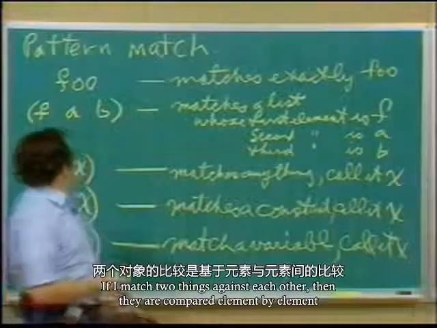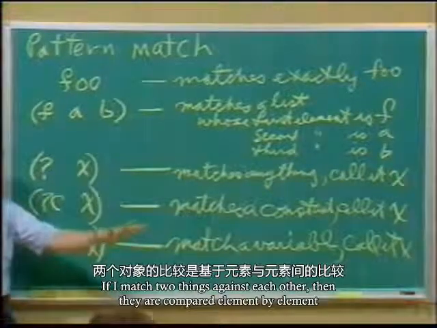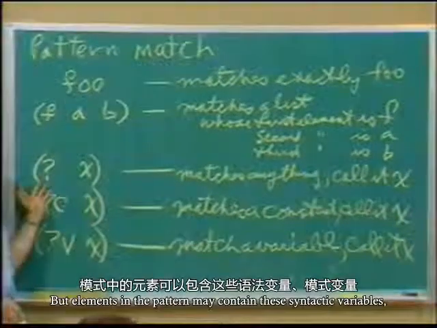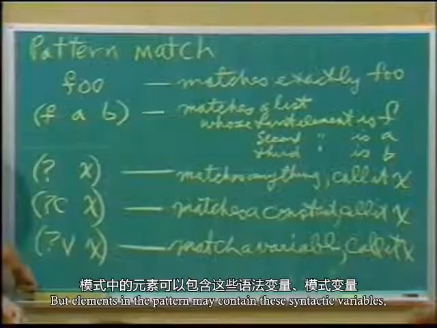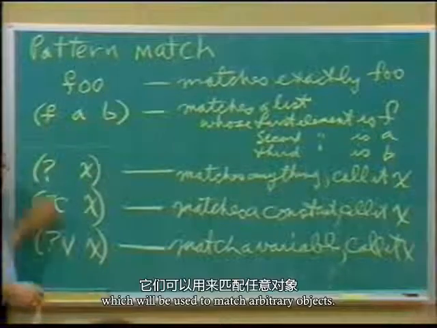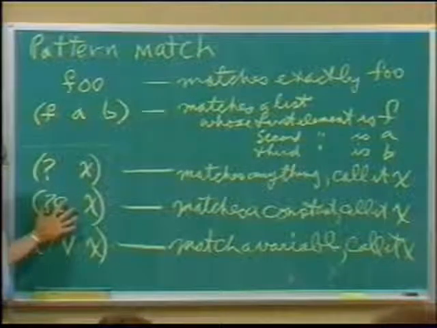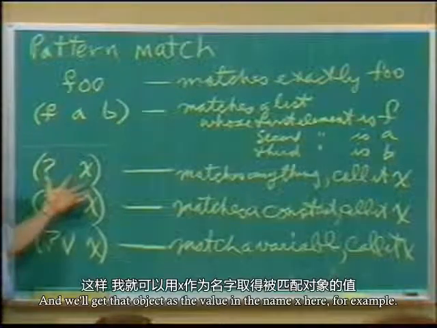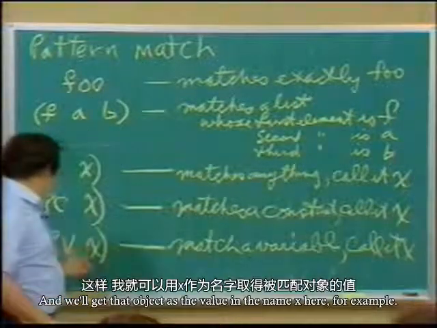If I match two things against each other, then they are compared element by element. But elements in the pattern may contain these syntactic variables, pattern variables, which will be used to match arbitrary objects. And we'll get that object as the value in the name x here, for example.